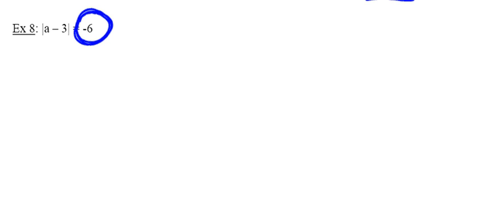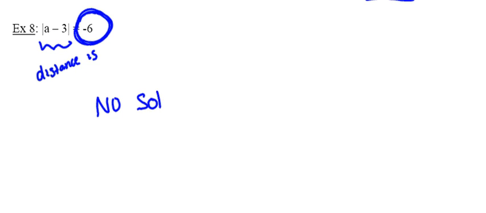By definition, an absolute value is a distance. So this is saying the distance is -6. Can you have a distance equal to a negative? No, never. So this is why right away, if you ever have an equation where the absolute value is set equal to a negative number, just a negative number, then you can say there is no solution for this one.